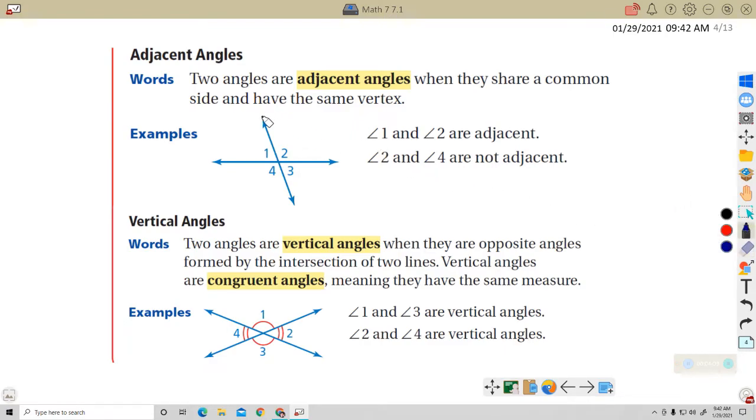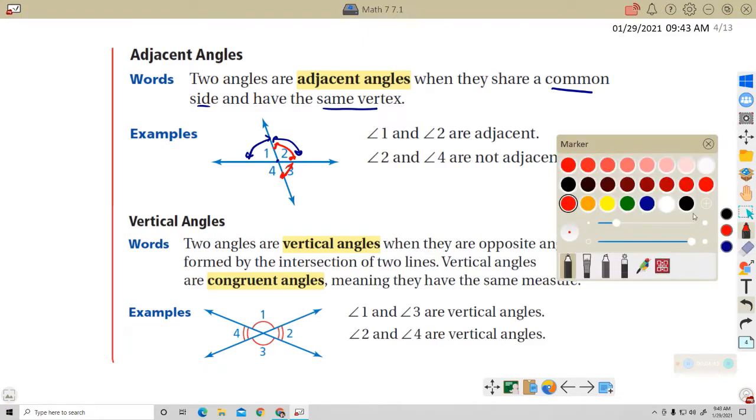Okay, so when we have two intersecting lines, like we have in this diagram, two angles are adjacent when they share a common side and have the same vertex. Common side, same vertex. So angles 1 and 2 are adjacent because they have this common vertex and they share this common side. 2 and 4 are not adjacent. What else is adjacent in this diagram? Well, 2 is adjacent to 3, right?